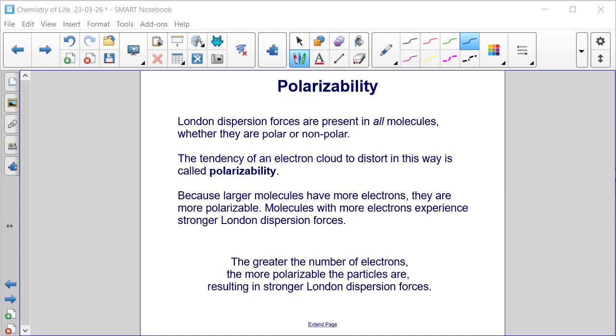Polarizability. London dispersion forces are present in all molecules, whether they are polar or nonpolar. The tendency of an electron cloud to distort in this way is called polarizability. Because larger molecules have more electrons, they are more polarizable. Molecules with more electrons experience stronger London dispersion forces. The greater the number of electrons, the more polarizable the particles are, resulting in stronger London dispersion forces.